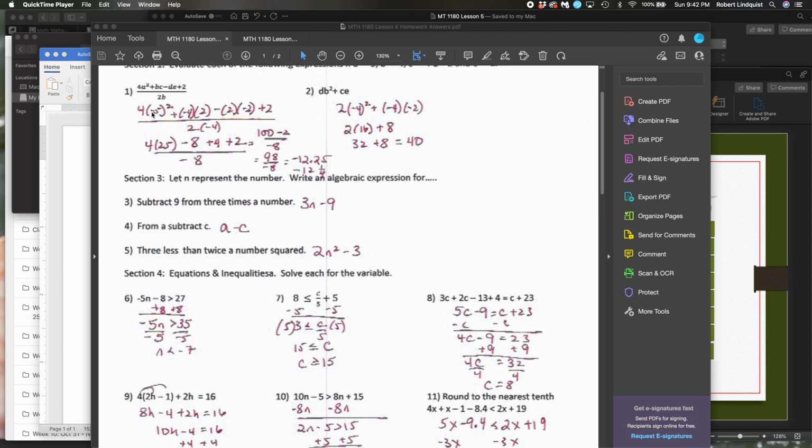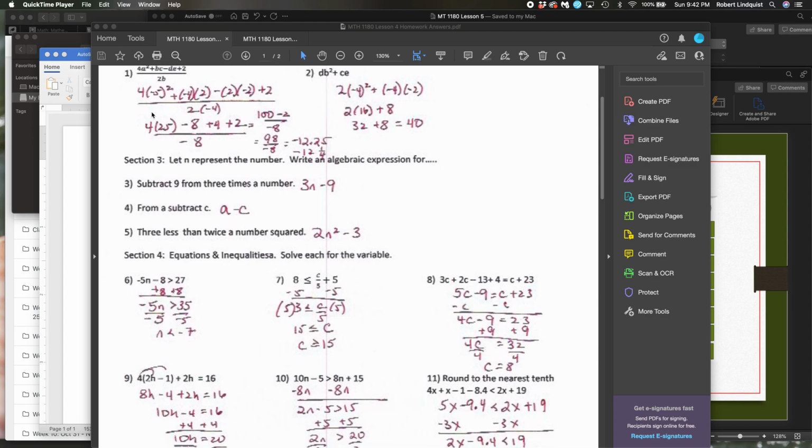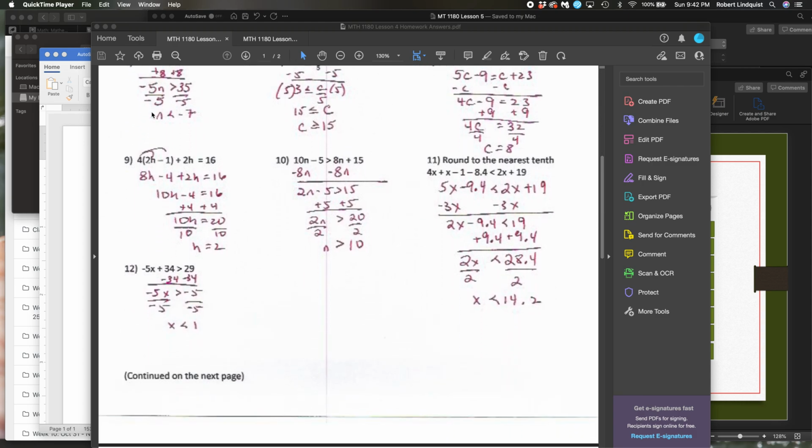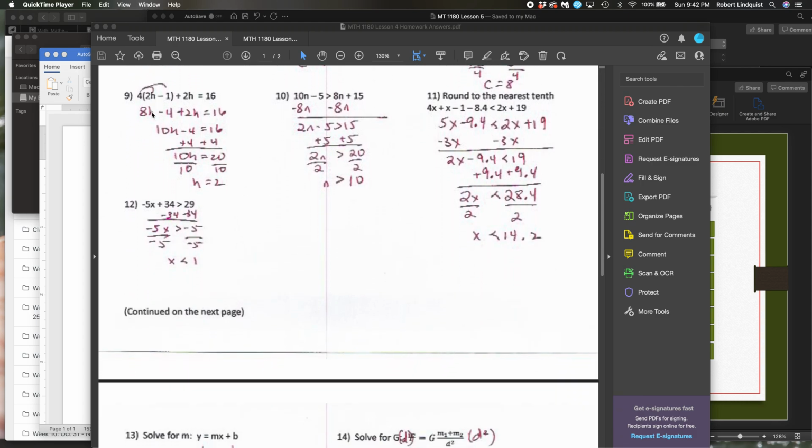Okay, there's your answers right there in front of you for numbers 1 through 8. Again, you can pause the video at this point and look through all the answers. And there's numbers 9 through 12.